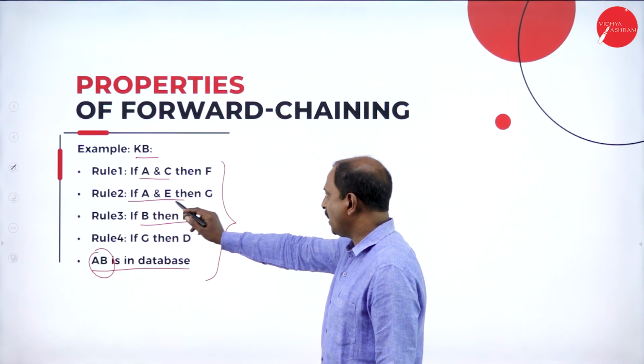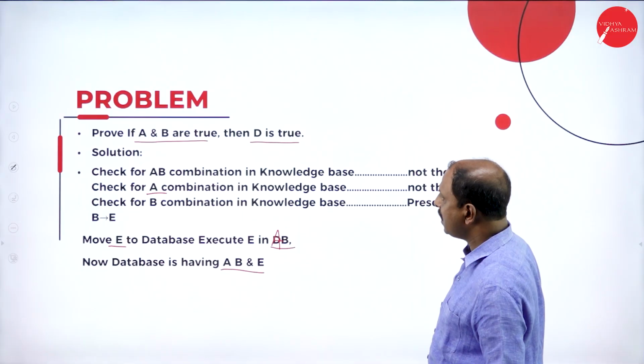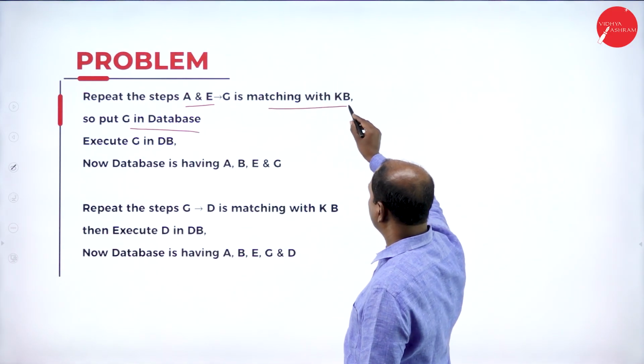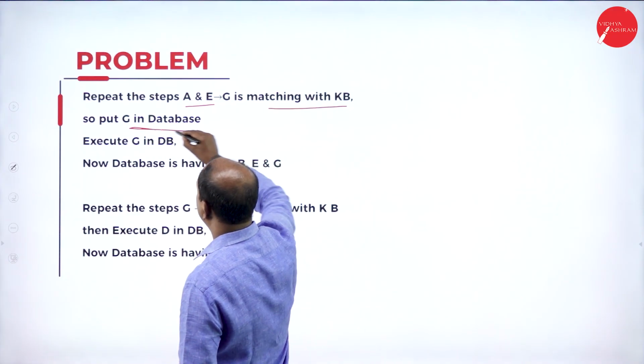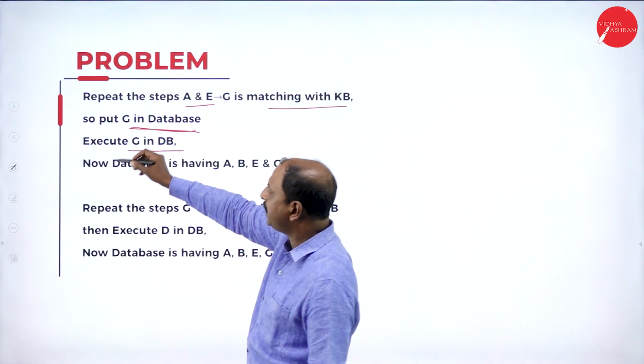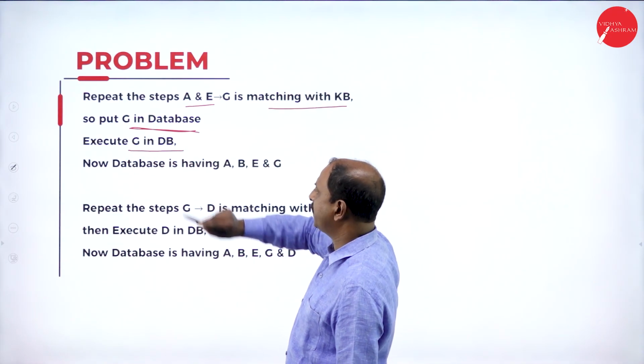If there are A and E, we can bring G to the database. So accordingly, with A and E, we have to bring G to the database. So we have to put G in the database. So execute G in the database. Here the concept is we have to execute the database so that G will be added to the database.